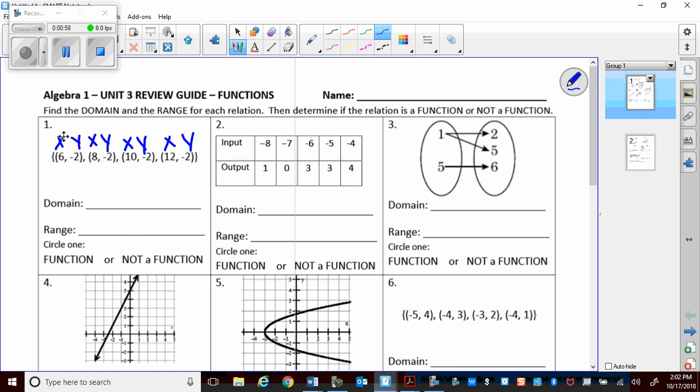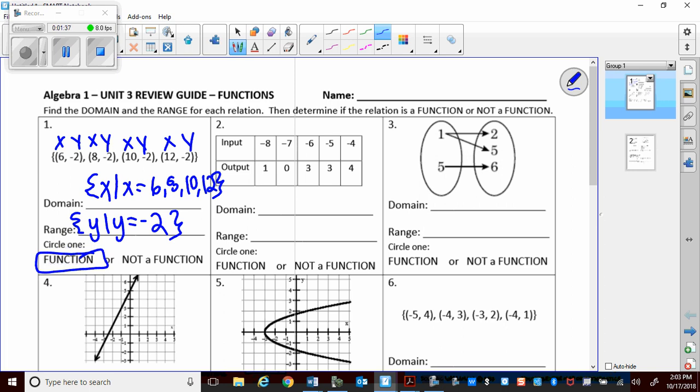But on the test, curly bracket, X bar, X equals, all your X values, 6, 8, 10, 12. Close the curly bracket. Curly bracket, Y bar, Y equals, -2. Do you need to write repeating values? No. Does it hurt you to write repeating values? No. Is this a function? Does X repeat? No. It's a function.